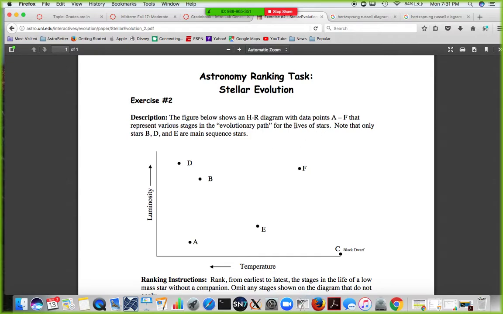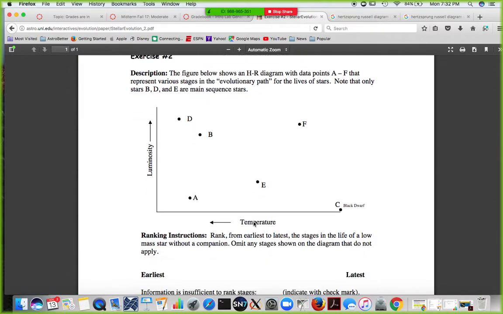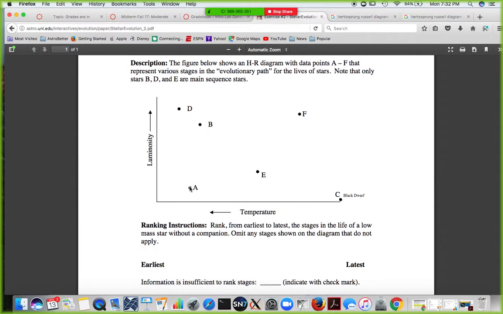Various stages in the evolutionary path of the stars. Note that only stars B, D, and E are main sequence. So what are star A? According to our previously displayed HR diagram, star A is a white dwarf, and F could be, I don't know what the luminosity scale is, but it could be a giant or a supergiant. And C is listed as a black dwarf.